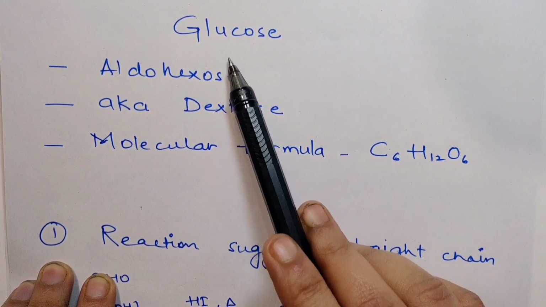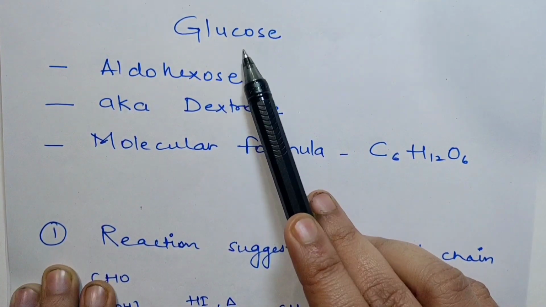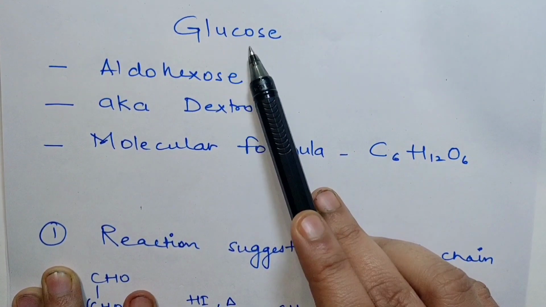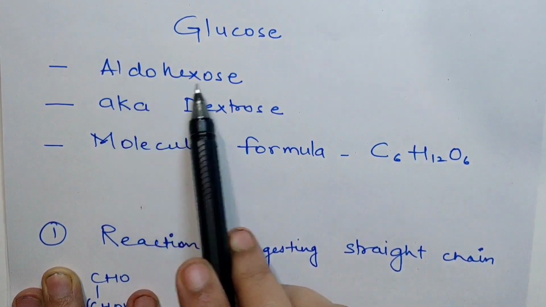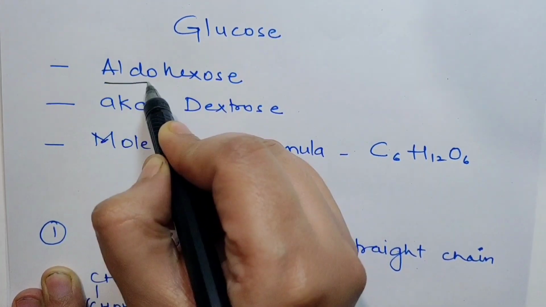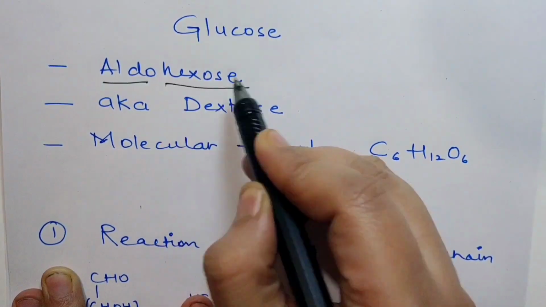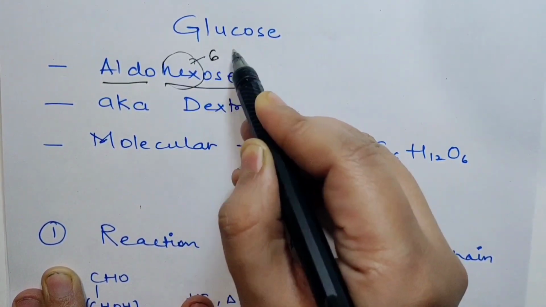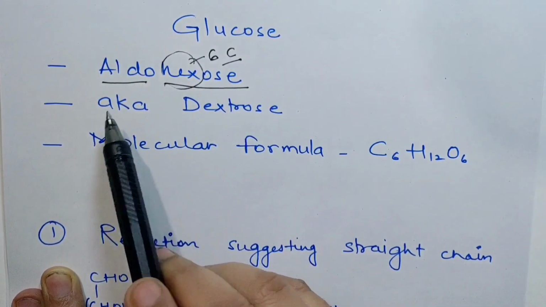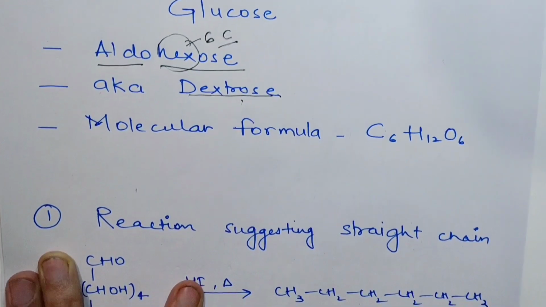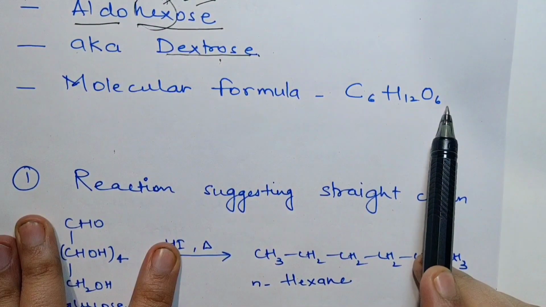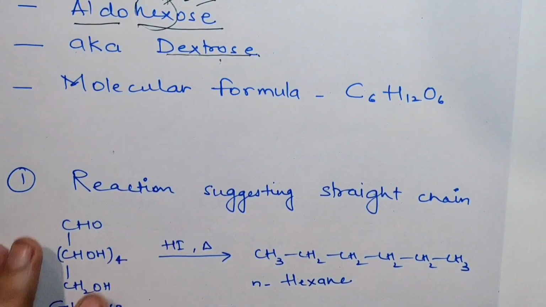Okay, next up is glucose. Glucose is a very important monosaccharide that we will be studying in detail. Glucose is an aldohexose. Aldo because it has an aldehyde group, hexose because it has 6 carbon atoms. It's also known as dextrose. Molecular formula C6H12O6. This I believe you know already.